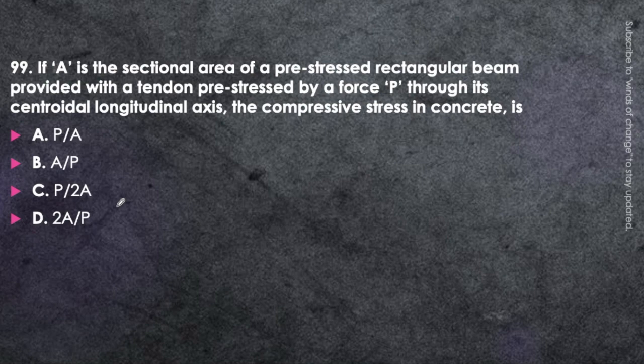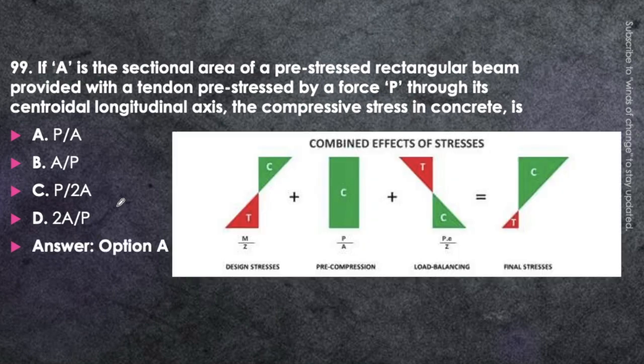Since it is being provided along the centroidal axis, there will not be any eccentricity. So that value has to be 0 because e is 0. So there will be only compressive stress, that is because of the pre-stressing force of P. So the compressive stress in the concrete will be P upon A. That is option A will be correct. Very easy question. It looks like P upon A, and if there is moment then it will be M upon Z. Since there is no eccentricity, this value will be 0 here.